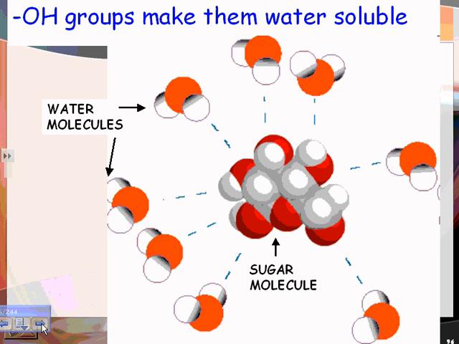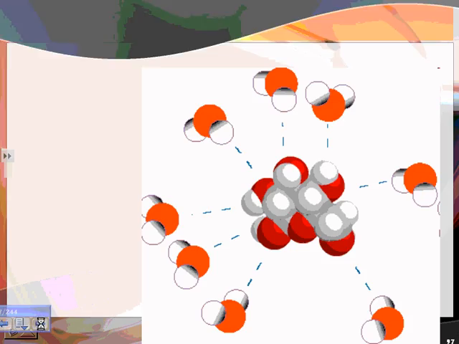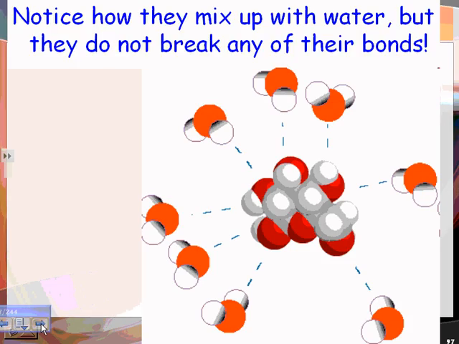The OH groups make them water soluble. So here's an OH group. And of course water has the OH also. Notice how they mix up with water, but they do not break any of their bonds. So that's important too. The oxygen and hydrogen bond here doesn't break, but they do mix with water.